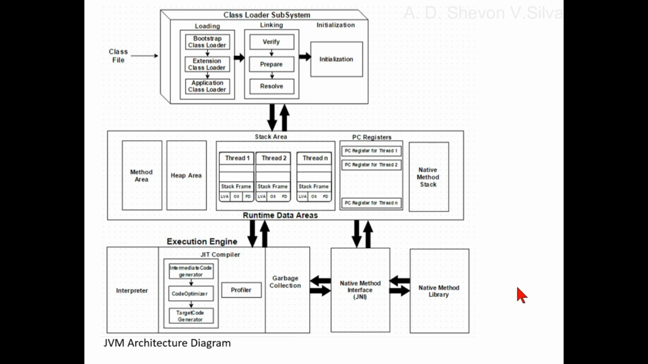As shown in this architecture diagram, the JVM is divided into three main subsystems: class loader subsystem, runtime data area, and execution engine. Class loader subsystem. Java's dynamic class loading functionality is handled by the class loader subsystem. It loads, links, and initializes the class file when it refers to a class for the first time at runtime, not compile time.